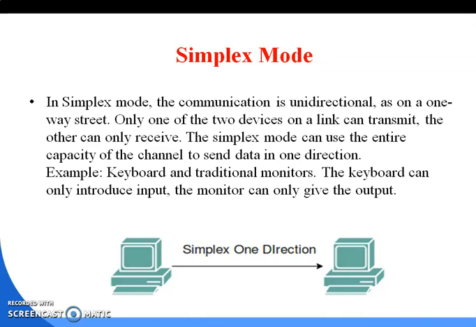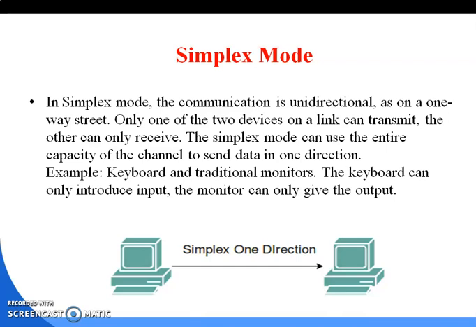That means in simplex mode, the communication is unidirectional. It's not bidirectional. That means data moves from this system to this system, not the reverse. If a reverse process is possible, that is a bidirectional process. So it is purely a unidirectional process, as a one-way street. Only one of the two devices on a link can transmit, the other can only receive.